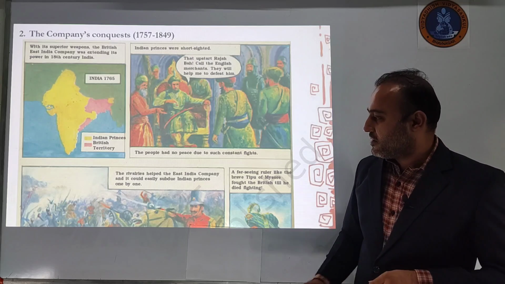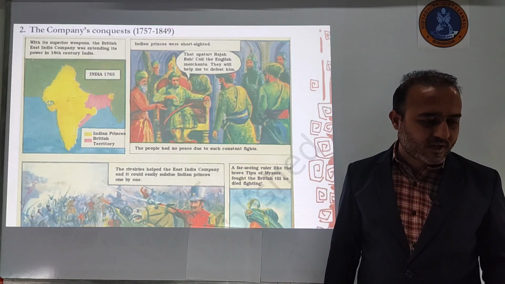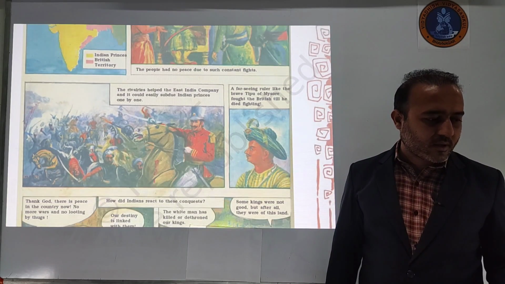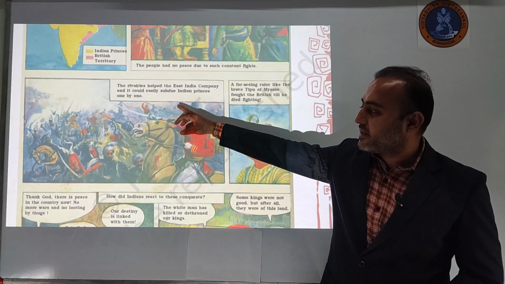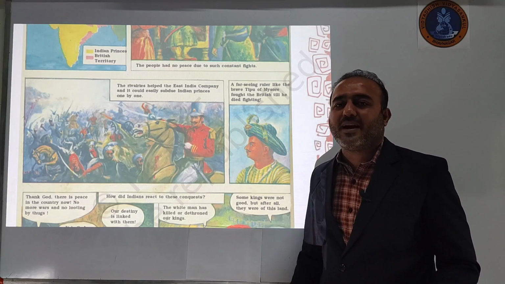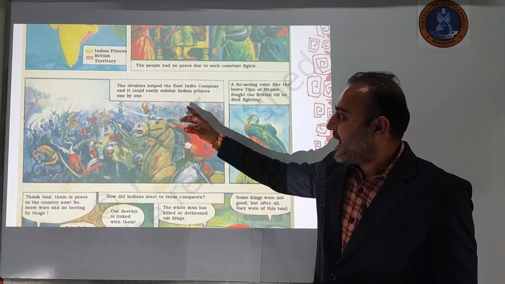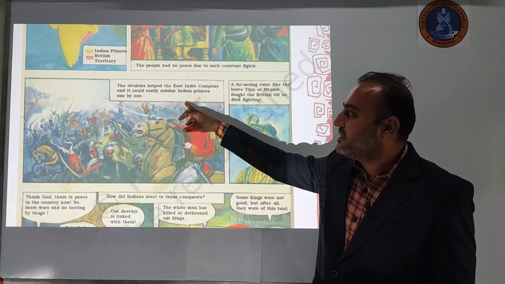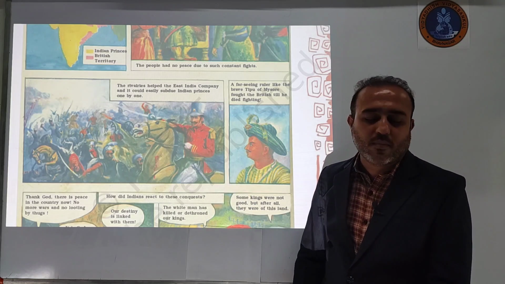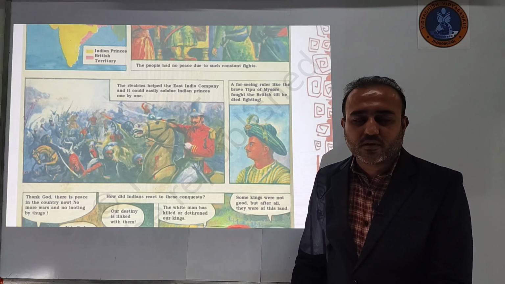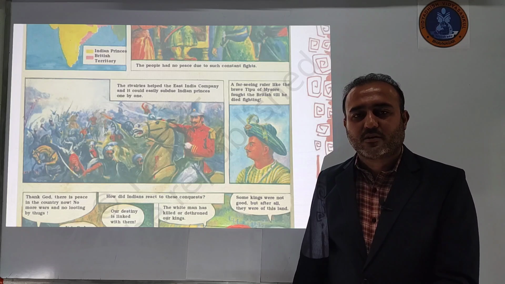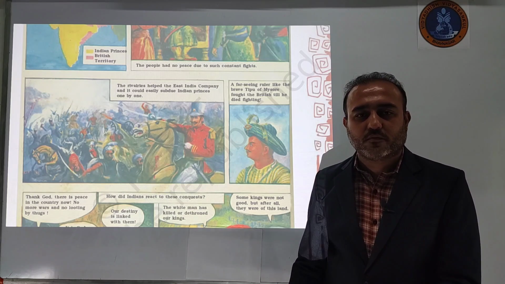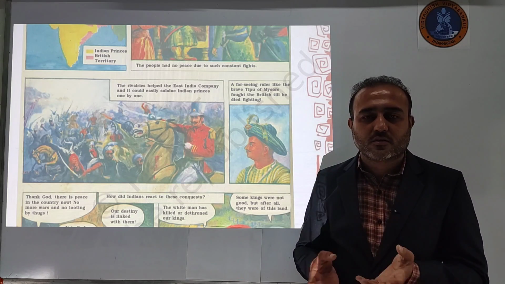Okay, so what is written further? Let us try to find it out. Okay, the rivalries, that is the constant fight. Rivalries helped the East India Company and it could easily subdue Indian princes one by one. Okay, so rivalries means competition. As I told you, the kings or the princes of India kept on fighting with each other.